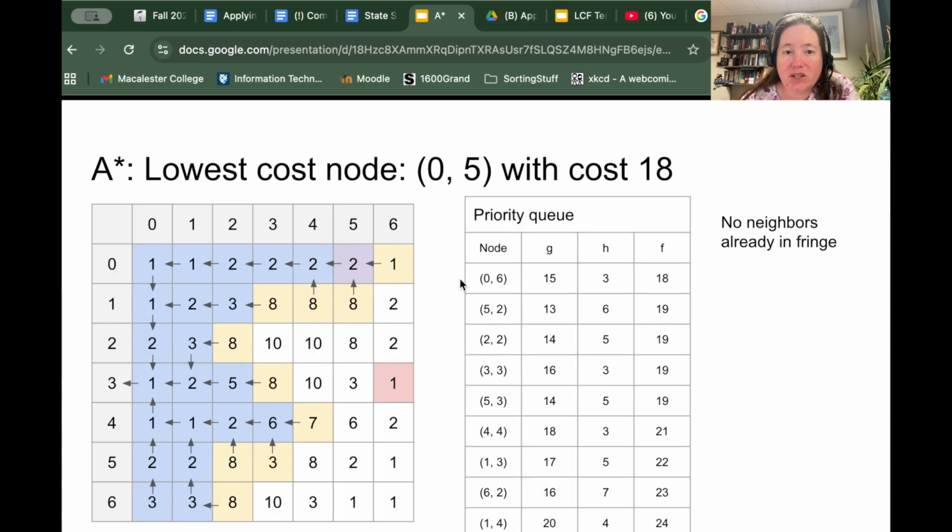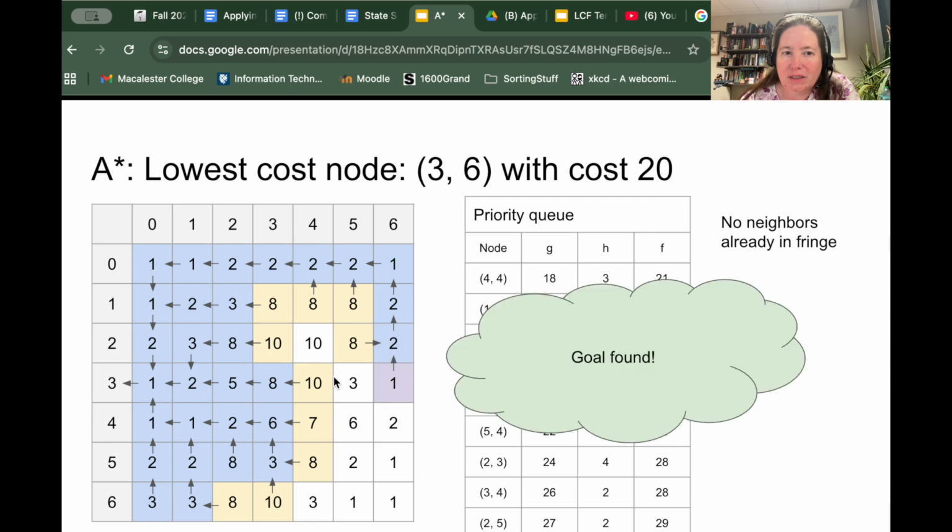And here it really starts to move straight toward the goal because everything else is getting more expensive. The costs have gone up for a lot of these neighbors. 5,2 is the only one that's left that doesn't have a particularly high cost. And so at some point we do come back and try to fill in some of those other alternatives, but they just aren't playing out, and we end up finding the goal.